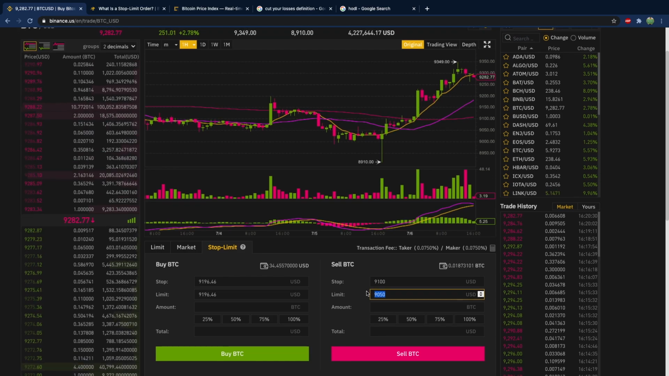So hopefully that helped you understand the stop limit as well as cutting your losses and opportunity cost and just the appropriate way to think about trading as compared to buying and holding cryptocurrency.